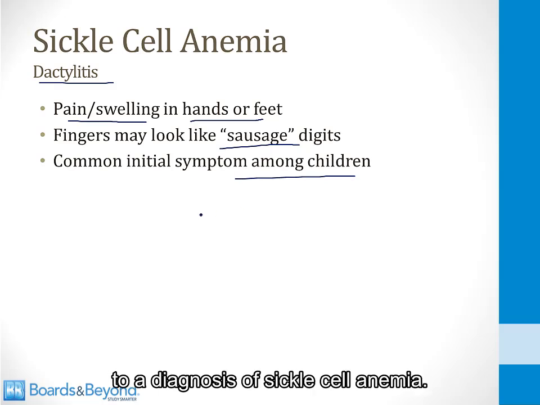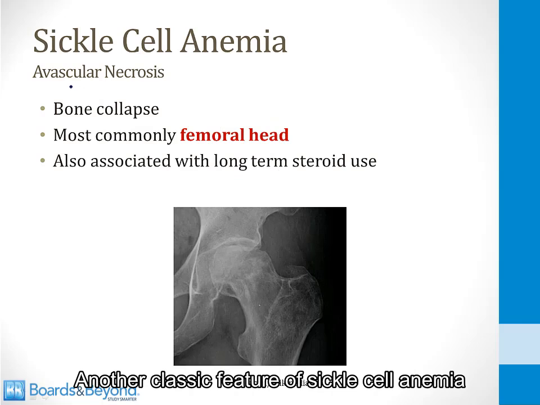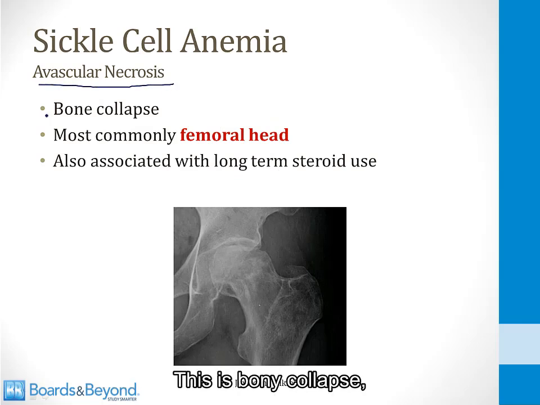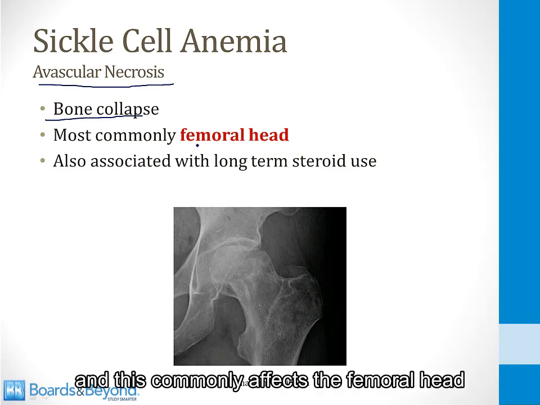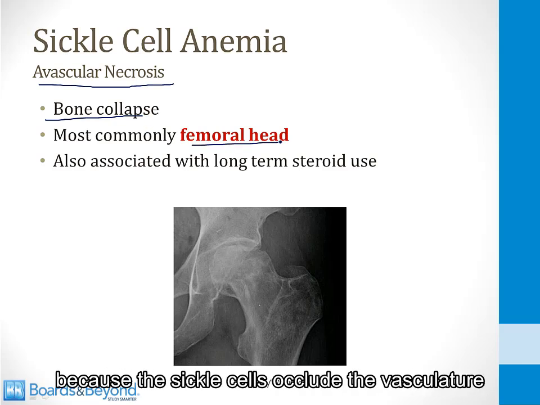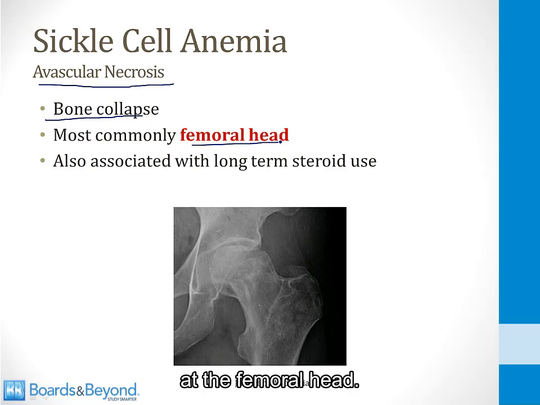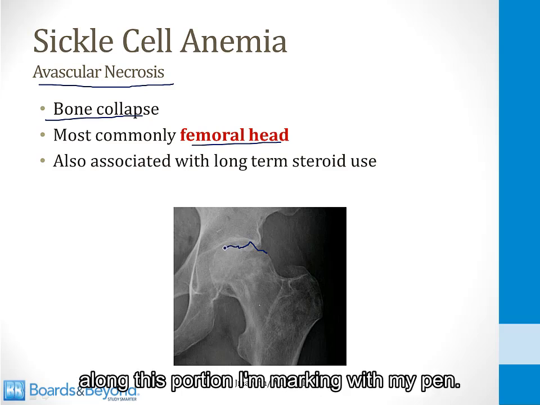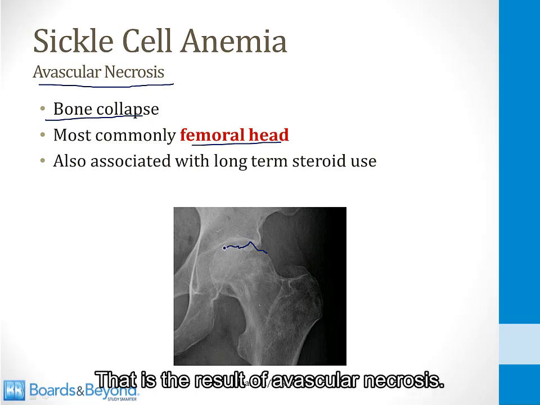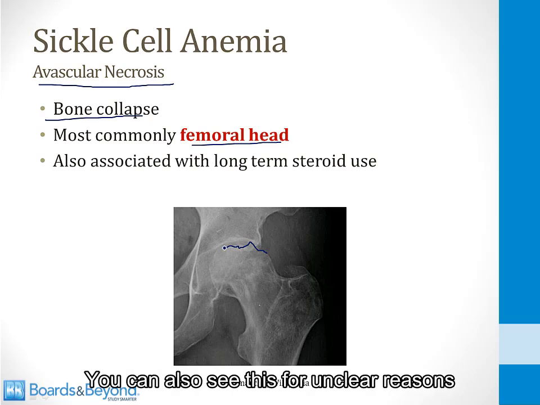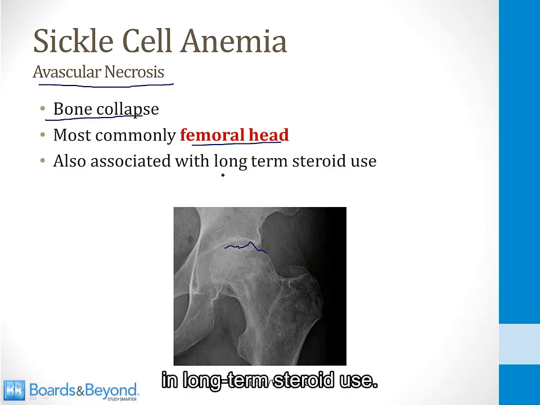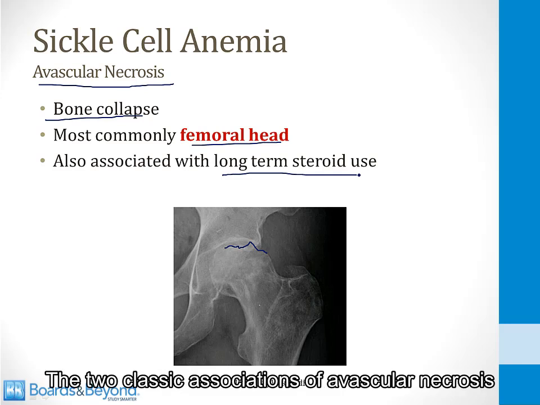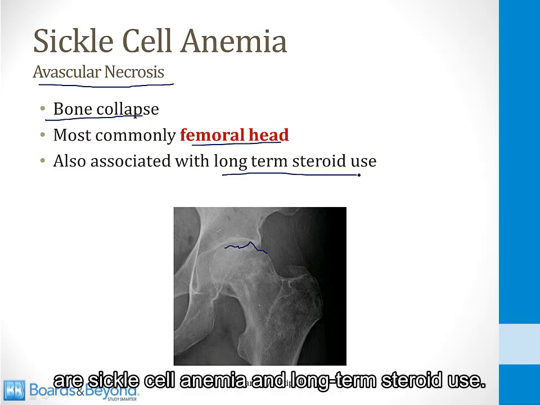Another classic feature of sickle cell anemia is avascular necrosis. This is bony collapse, and this commonly affects the femoral head because the sickle cells occlude the vasculature at the femoral head. This is a picture of a femoral head. You can see how it's jagged and degraded along this portion I'm marking with my pen. That is the result of avascular necrosis. You can also see this for unclear reasons in long-term steroid use. The two classic associations of avascular necrosis are sickle cell anemia and long-term steroid use.